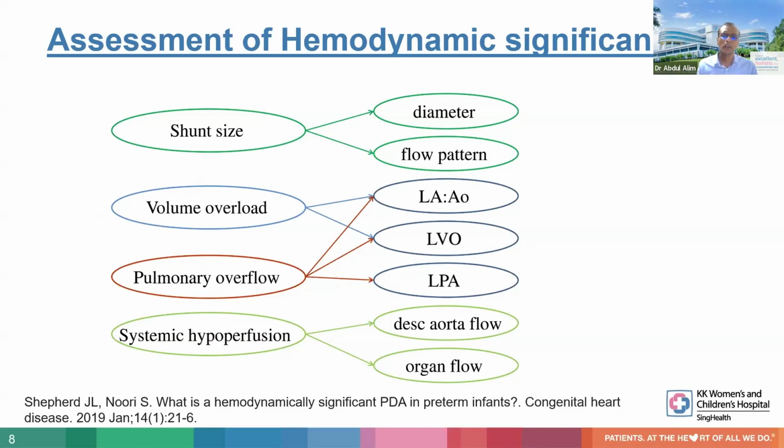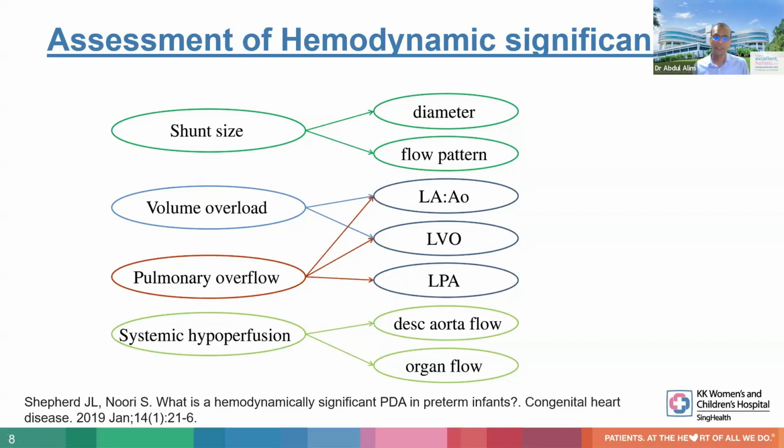Okay. So the hemodynamic indices of PDA can be divided into a few categories. How I would categorize them: the indices mainly focus on assessing the shunt size, then indices focused on assessing the volume overload of the left heart, indices which predominantly concentrate on pulmonary overflow, the increased pulmonary blood flow, and indices to identify low organ perfusion or systemic hypoperfusion.